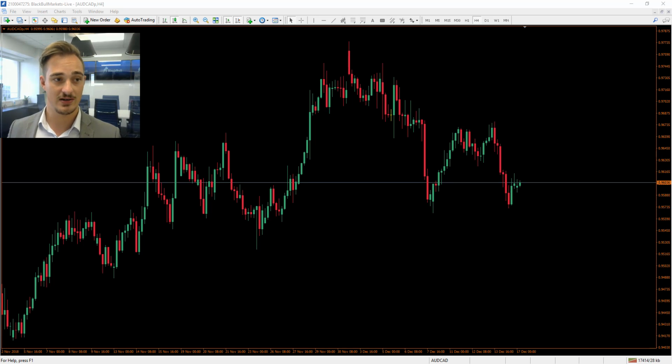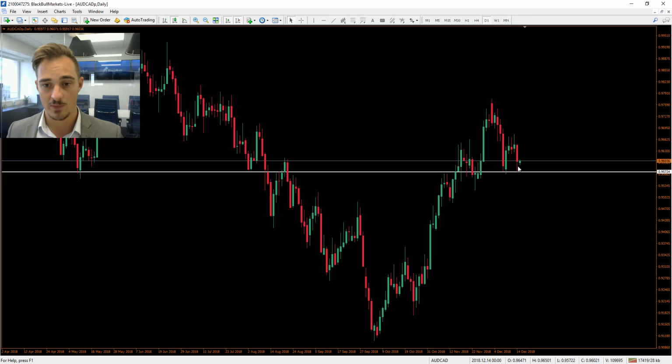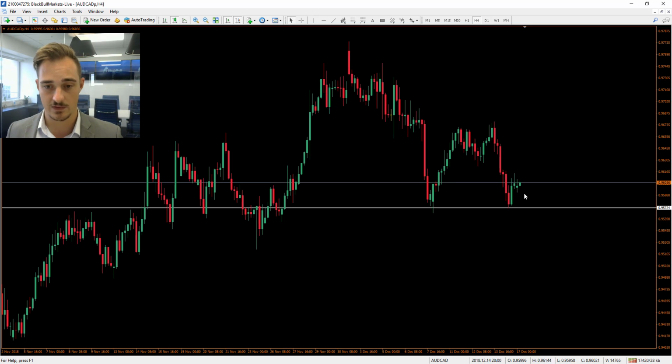So the first one we've got here is the 4-hourly Aussie CAD. So you can see here we've sort of hit a support line. Let me just quickly draw this for you over here. You can see this, we've opened up, just have a look here on the daily as well. Open up right there with a little bearish candle. So you can see we've sort of hit it. We're looking for a possible move to the upside.